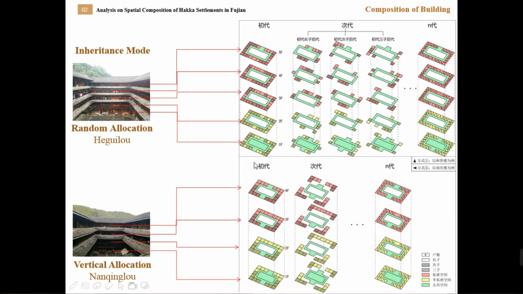Okay, this is how they distributed in the first generation, and this is the second generation. So this is one family, and this is another, and this is a third family. Just suppose it has only 3 families living. Okay, 1, 2, 3, and this Tulou also has 3 families living, which is 1, 2, and 3. That goes directly vertical, and this is distributed randomly.